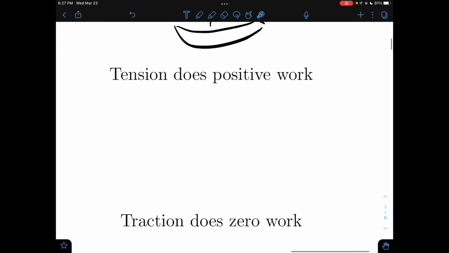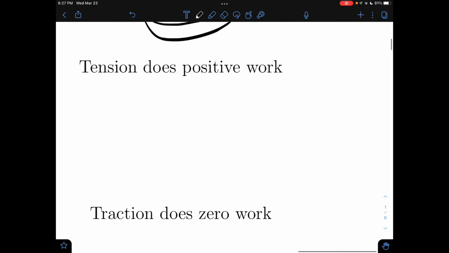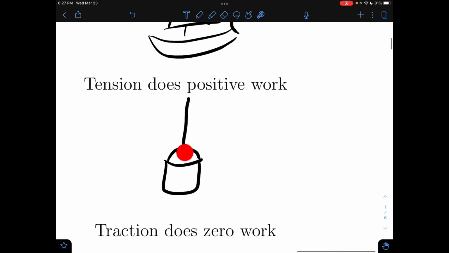Now tension doing positive work, right? This is like if I have anything attached to a rope. Let's put a bucket on a rope. Here's our rope, and here's our bucket, and the tension force is pulling up on the bucket. I'm talking too much about boats.